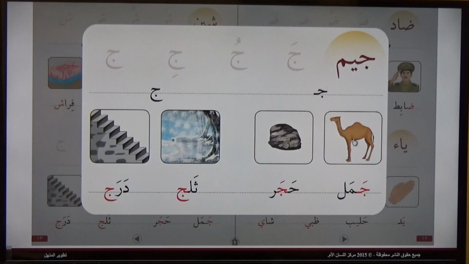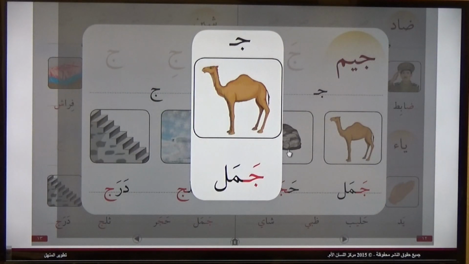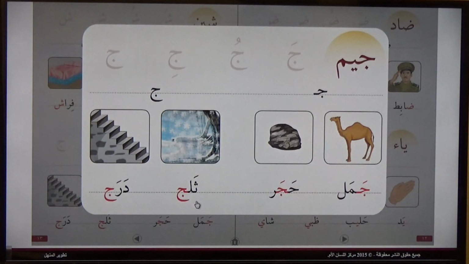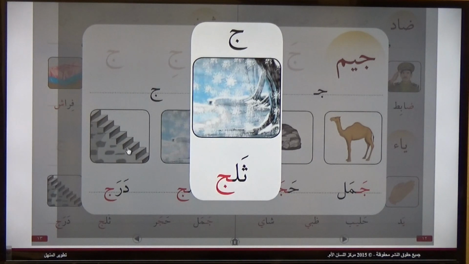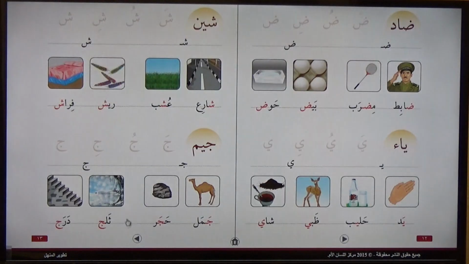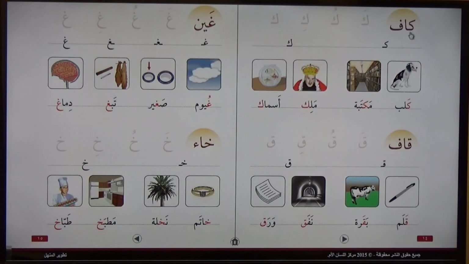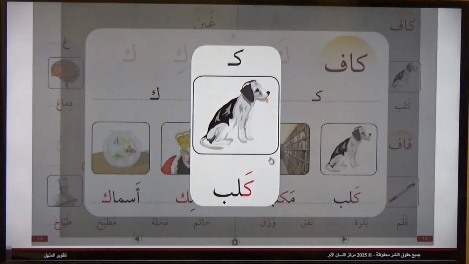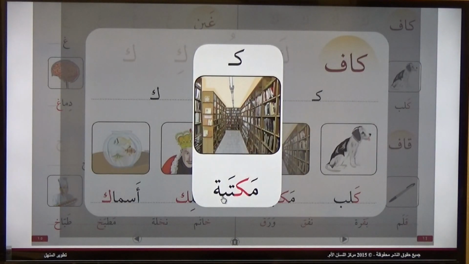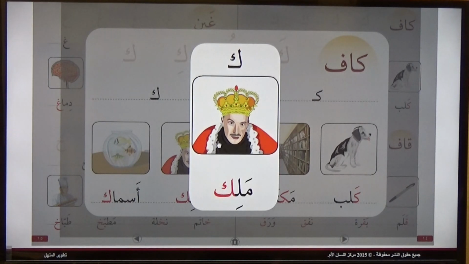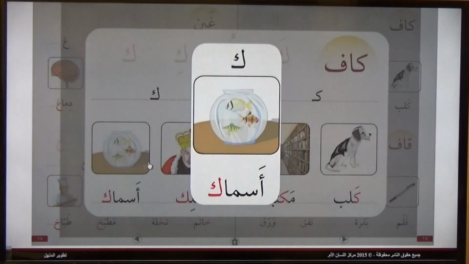جيم, the letter جيم. جمل, camel. حجر, stone. ثلج, snow. درج, stairs. The kaf letter. كلب, dog. مكتبة, library. ملك, king. أسماك, fish, as plural.